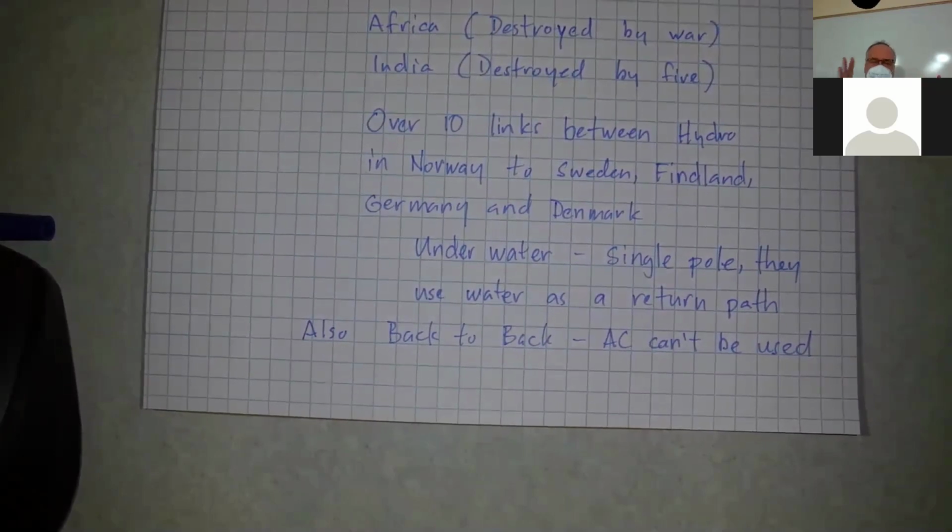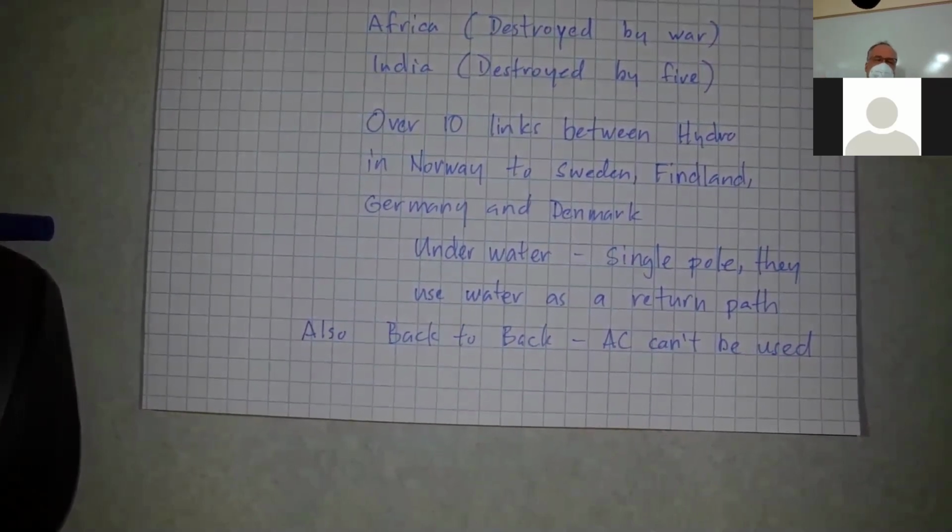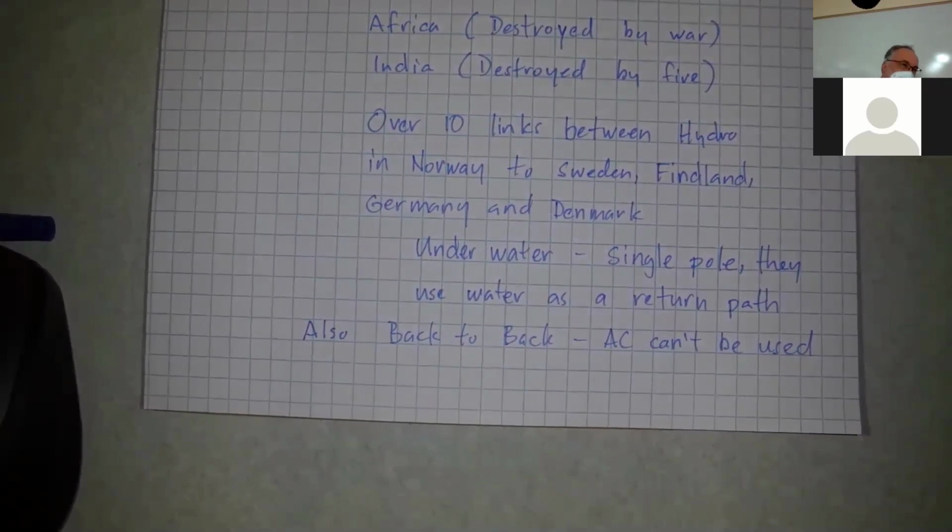Wherever you have these two great systems coming in close contact with each other, you can't send power from one system to the other, so you have to convert it to DC and then convert back. Okay?